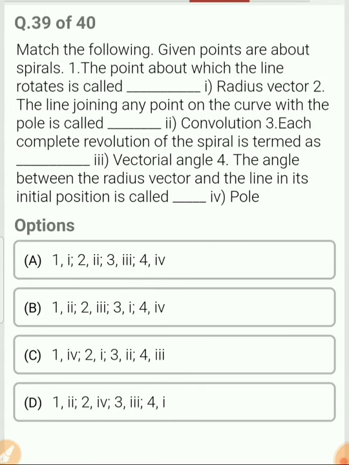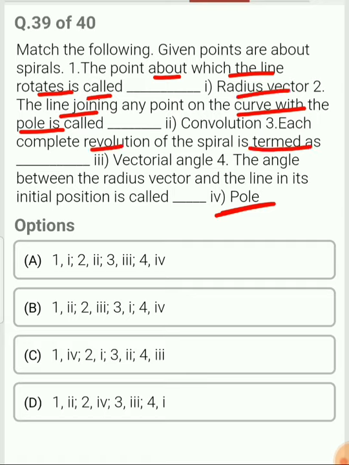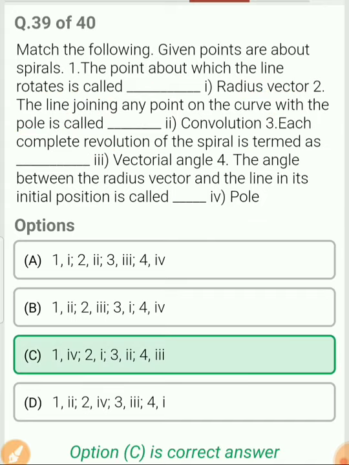Match the following. First, the point about which the line rotates is called what? It is called the pole. Fine. The line joining any point on the curve with its pole is called what? It is called the radius vector. Each complete revolution of the spiral is termed what? It is termed convolution. And finally, the angle between the radius vector and the line in the initial position is called the vectorial angle.